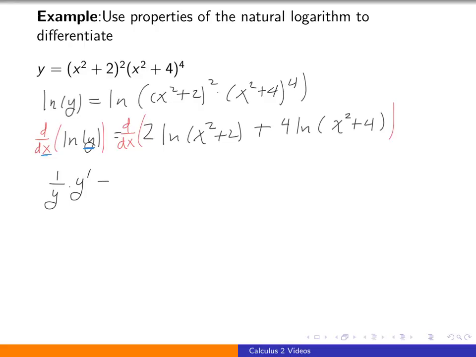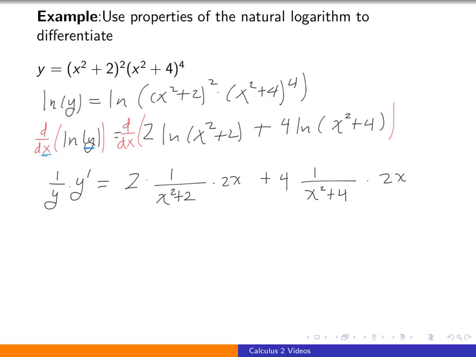And then on the right-hand side, just go through and differentiate each term. So 2 times, well, natural log of x squared plus 2, chain rule problem. 1 over, we evaluate at the inside function. We multiply by the derivative of the inside function. Plus 4 times a very similar thing here. Natural log of x squared plus 4, chain rule. We take the derivative of the outside, evaluated at the inside, multiplied by the derivative of the inside.